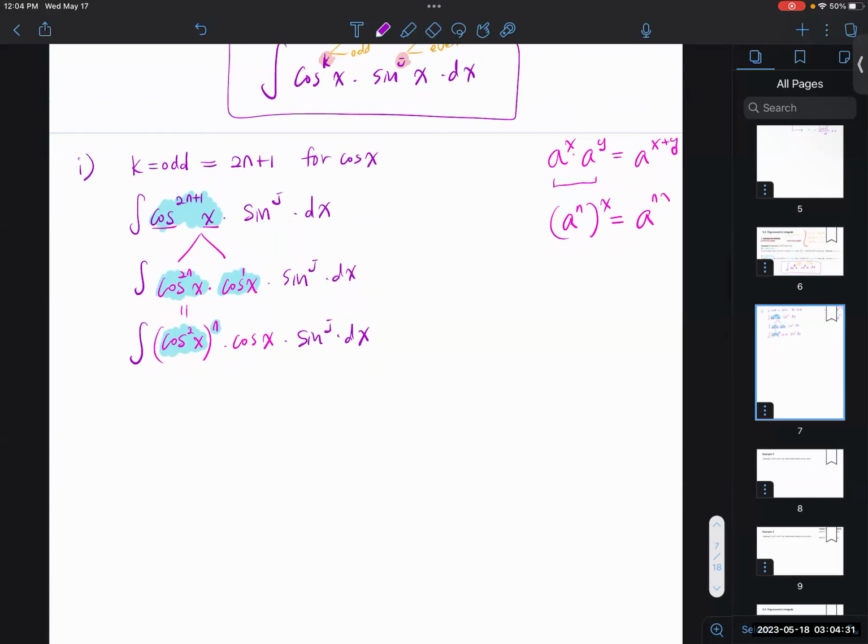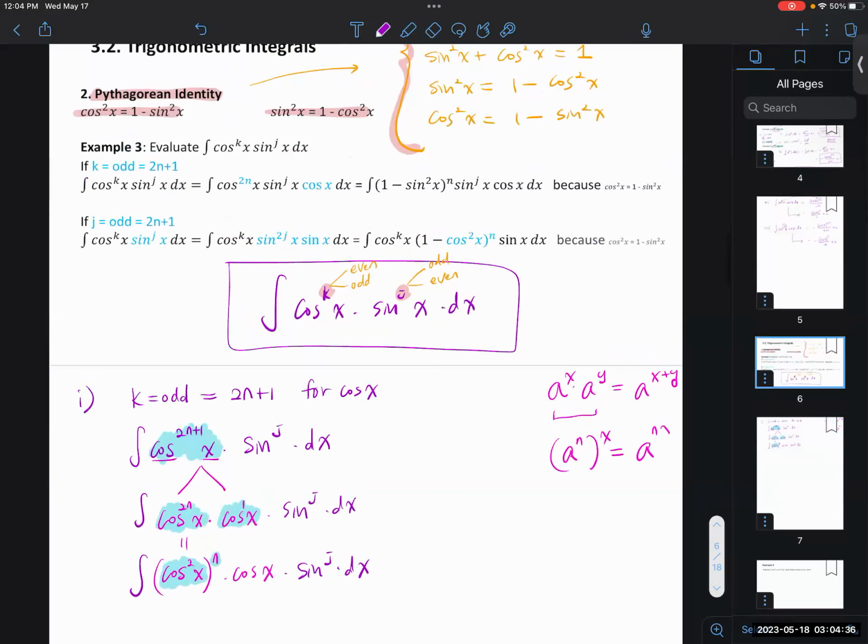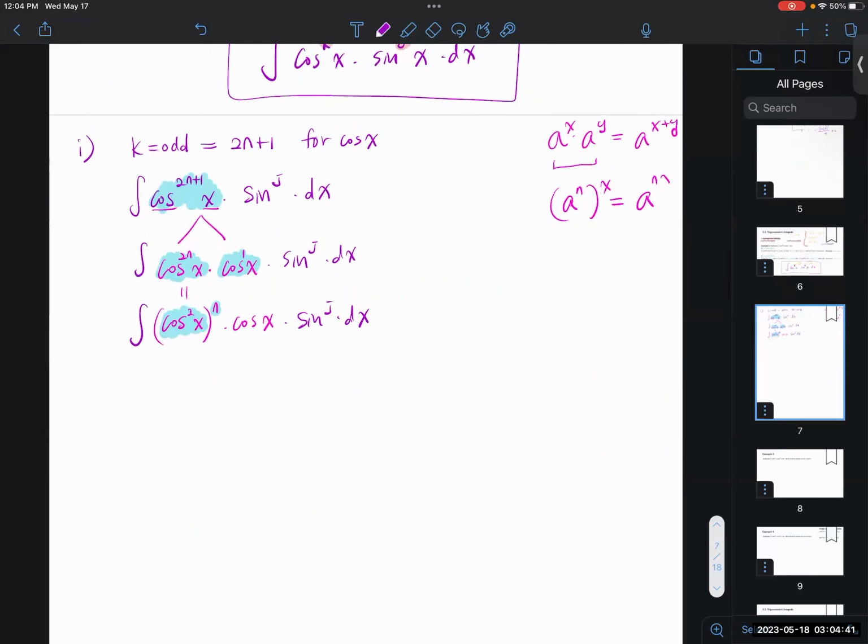And now, whoa. Do you remember cosine squared x is the same as 1 minus sine squared x according to the Pythagorean identity? So I'm going to rewrite it. This is the same as 1 minus sine squared x, outside n, and we still have a cosine x, and then we have the integral of the rest of the information, sine j. Oh, I forgot the x everywhere. Sine j x and dx. Are you following? So far so good.